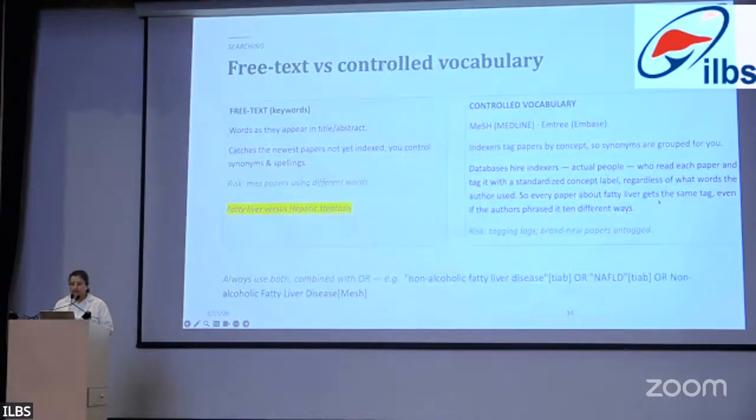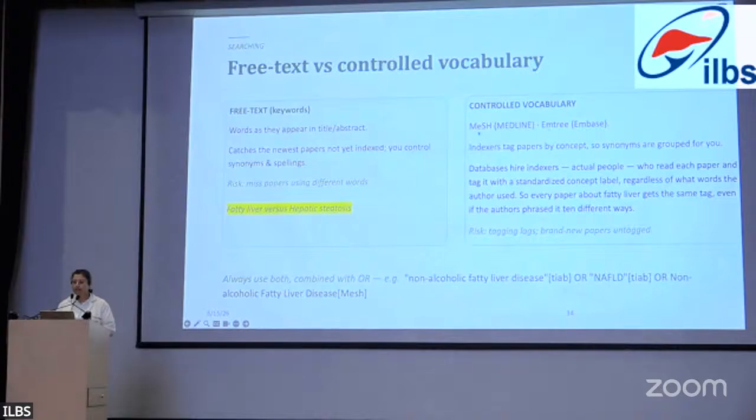Now some terminology for the literature search: there's something called free text or controlled vocabulary. Free text is just the words at face value. So if, for example, we are searching fatty liver, it will give us the articles which mention only fatty liver and not other synonymous terms like hepatic steatosis. So free text are the keywords. But there's something called MeSH terms, which many of you must have heard.